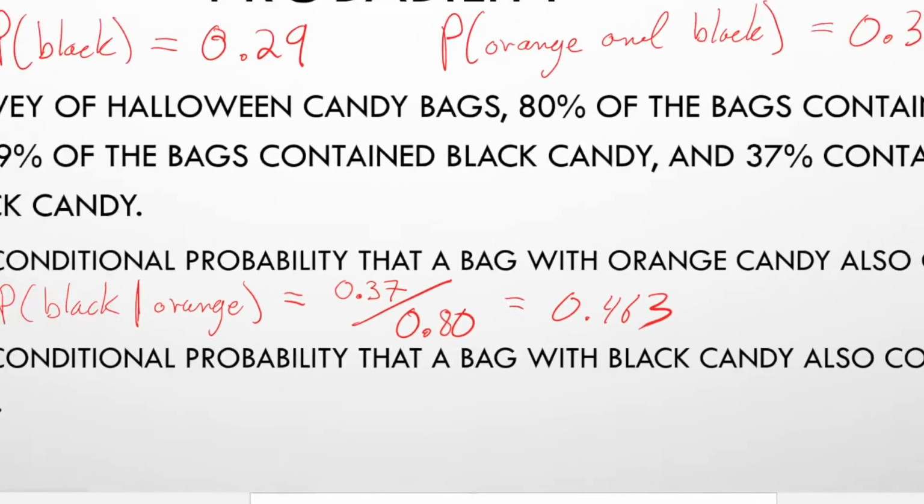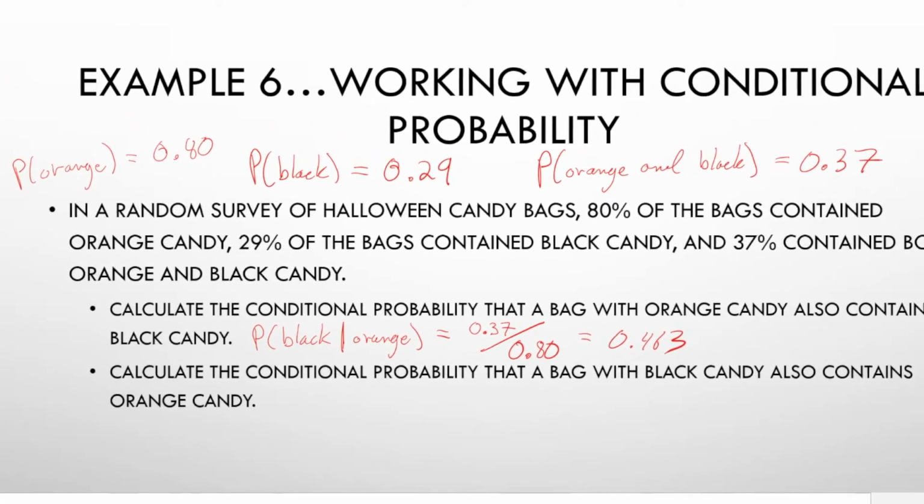The typo in this is actually going to be under here, where it says that 29% of the bags contain black candy. That should actually say 39. So let's make that into a 39 there. My bad. So it'll just be 0.39.